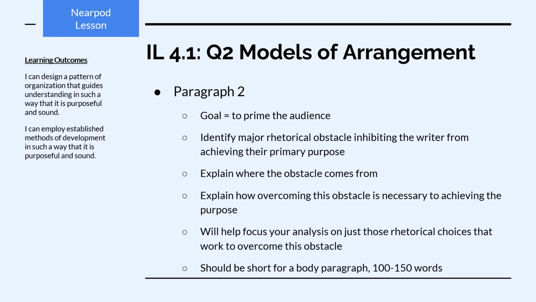writer's purpose. By establishing one specific major rhetorical obstacle up front, it's going to help focus our analysis on just those rhetorical choices that work to overcome this obstacle. In all, this should be relatively short for a body paragraph, 100 to 150 words, though honestly you could probably get away with 75 to 100 words on something like this because, again, you're just explaining one specific rhetorical obstacle.